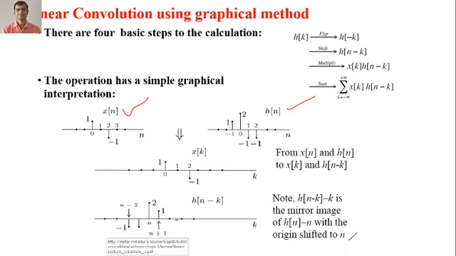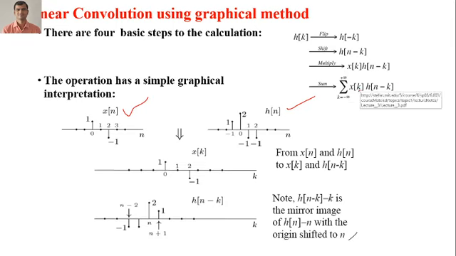Now see, this x of n is similar to x of k, and h of n is similar to h of k. We just have to change the notation: instead of n you can write k. So x of n you draw is the same as x of k, and h of n you draw is the same as h of k. After that, what do you require? After that our equation is: summation of k equals minus infinity to infinity of x of k h of n minus k.